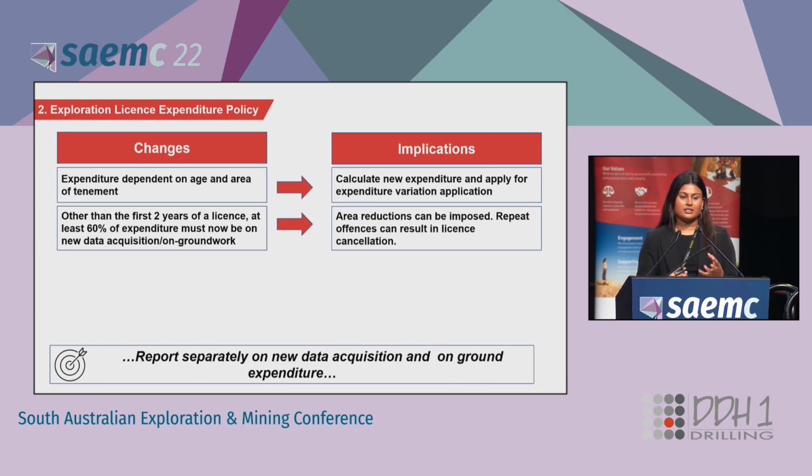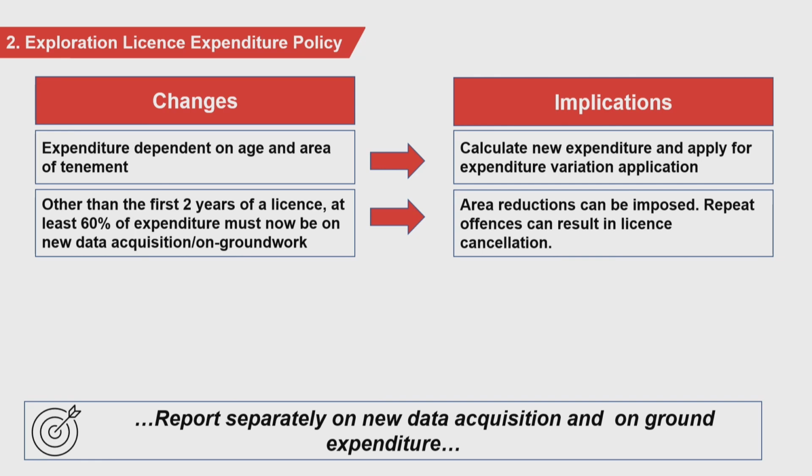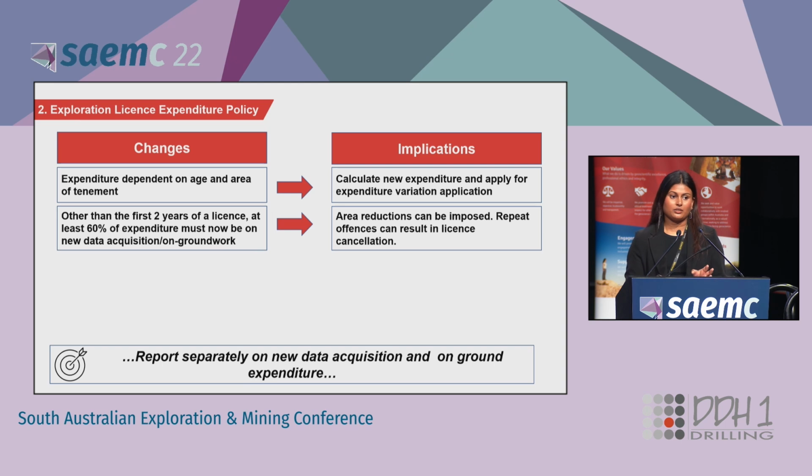And if you're not meeting these commitments, the department can obviously impose area reductions for your exploration licenses. So the top tip for this is to make sure that you're reporting those new data acquisition costs or on-ground work costs separately to those office-based costs.